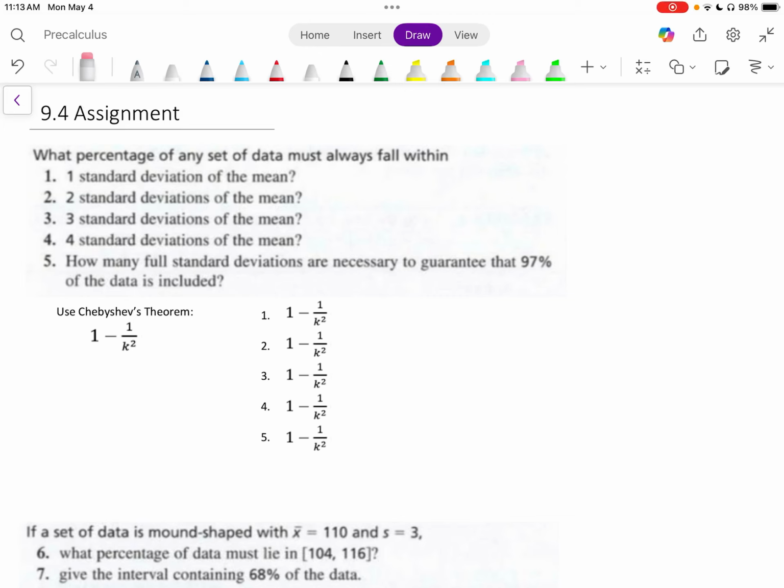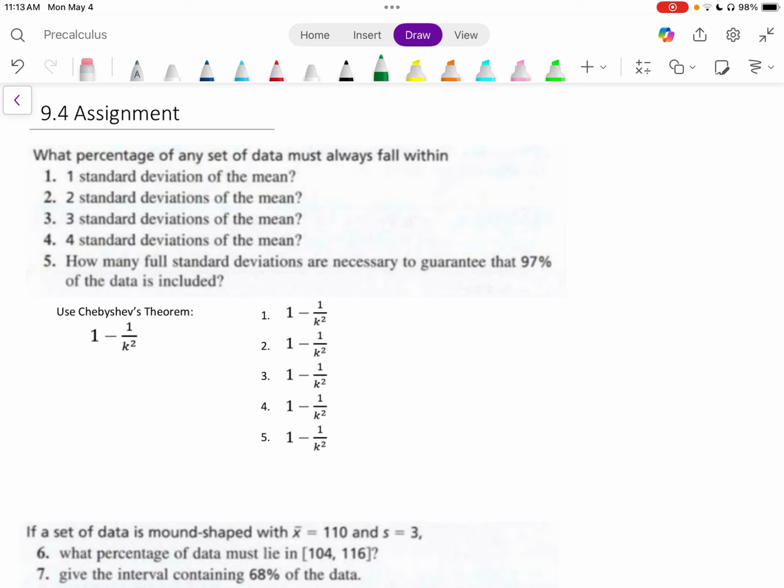We're going to go over 9.4, the assignment here, work through some of the questions so you can understand how to do them. So 1 to 5 is grouped together. It says what percentage of any set of data must always fall within 1, 2, 3, 4 standard deviations. How many full standard deviations are necessary to guarantee 97%? So let's go ahead and look at this.